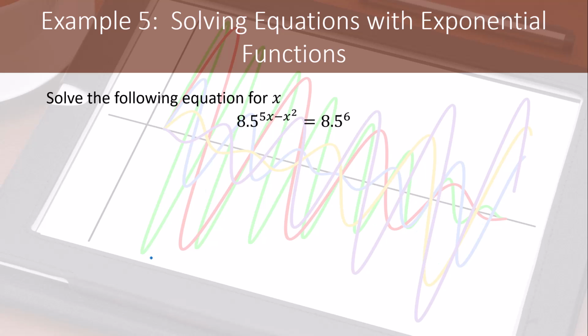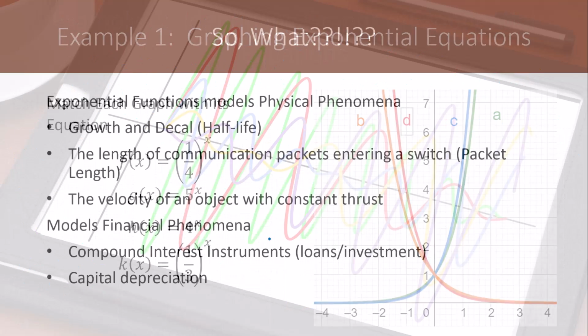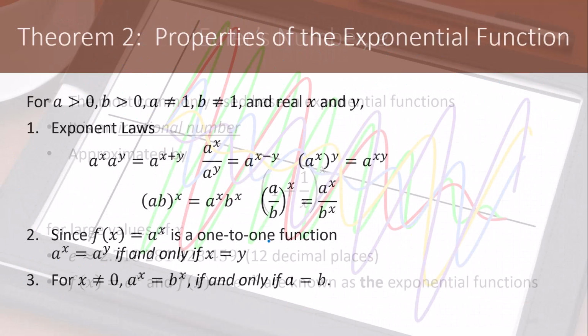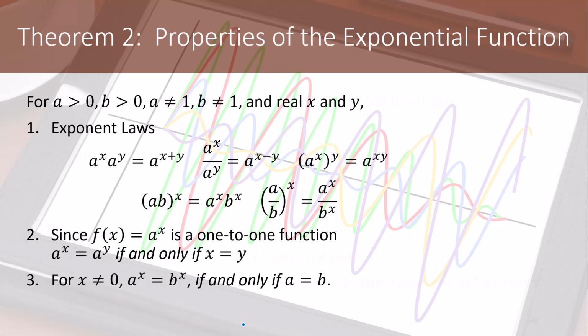Here we want to solve the equation for x, and we have 8.5 raised to the 5x minus x squared is equal to 8.5 raised to the 6th power. And how the heck do you solve something like that? You solve that by taking advantage of the fact that the exponential function is a one-to-one function. So if this statement is true, then the exponents have to be equal.